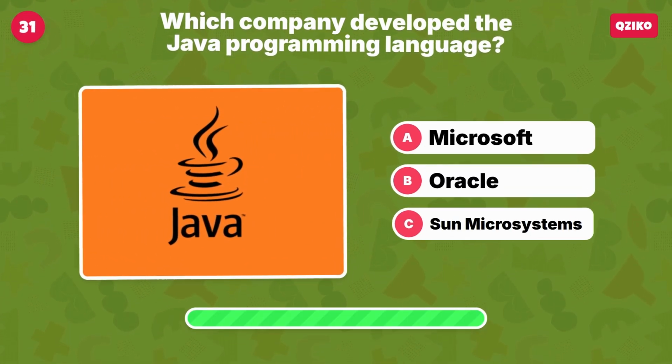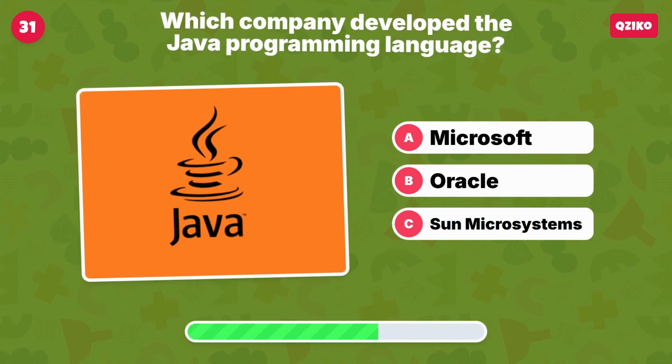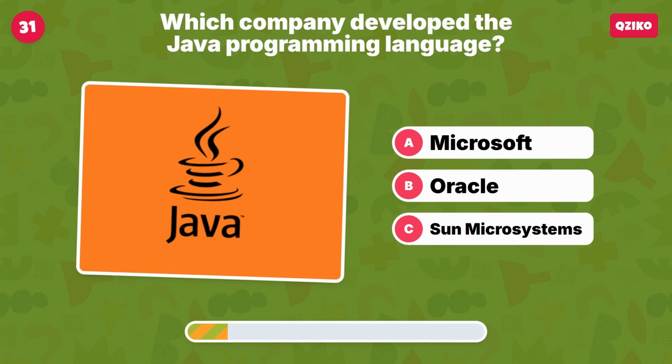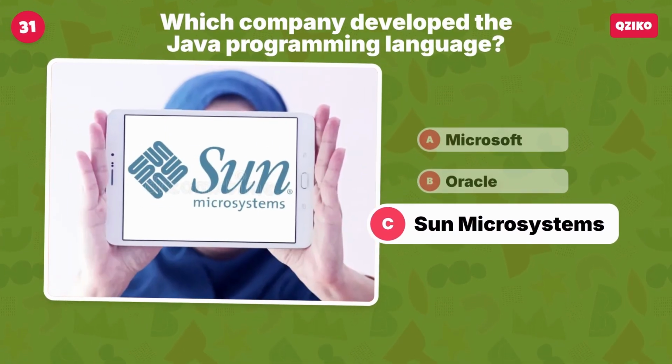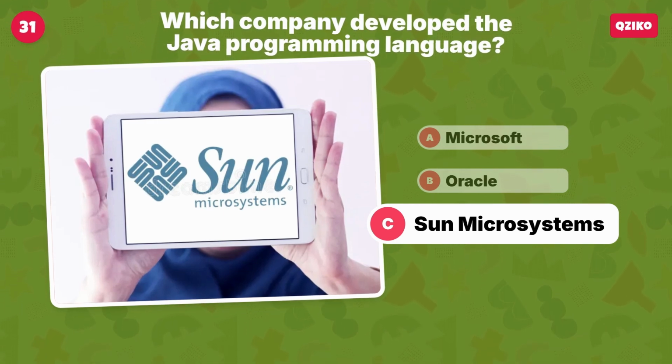Which company developed the Java programming language? Microsoft, Oracle, or Sun Microsystems? Java was developed by Sun Microsystems in the mid-1990s.